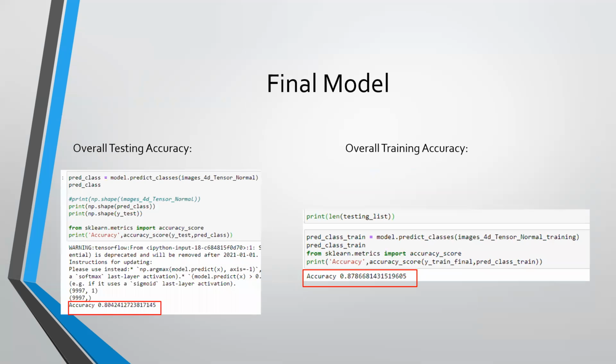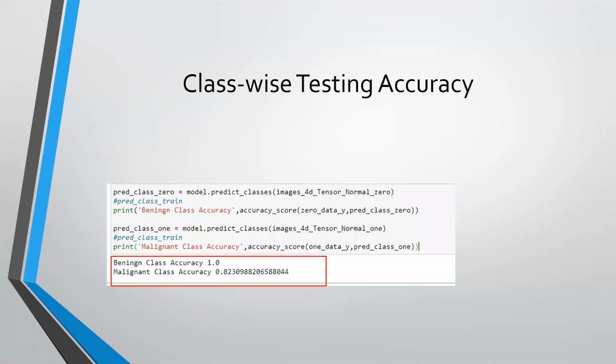This model gave us an overall training accuracy of 87%, with a testing accuracy of 80.42%. The testing was done on 10,000 images, and the training was done on 40,000 images. As we used random oversampling, we were curious if the model is biased towards any class. So we went ahead and predicted how the model is performing for class benign, which is class 0, and class malignant, which is class 1.